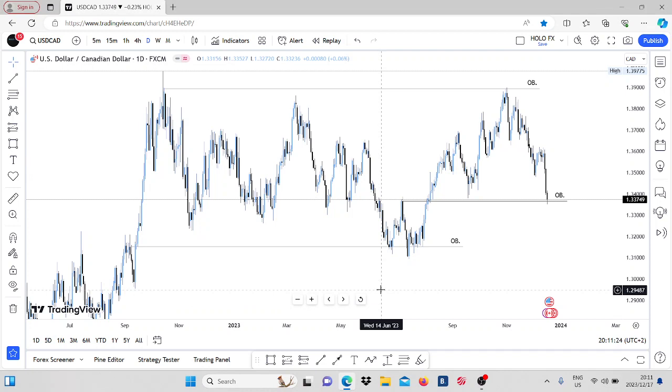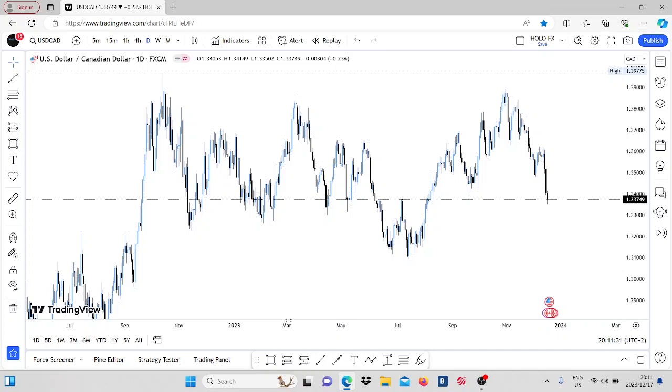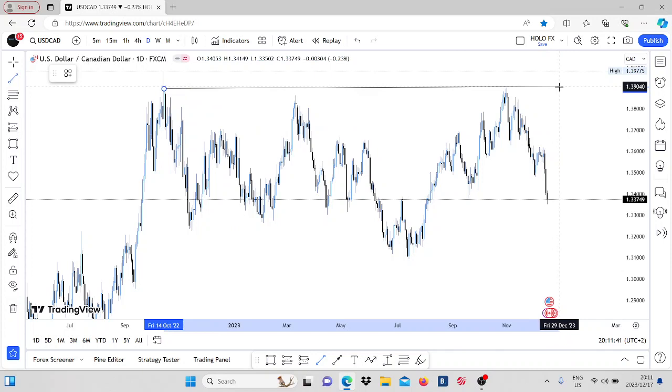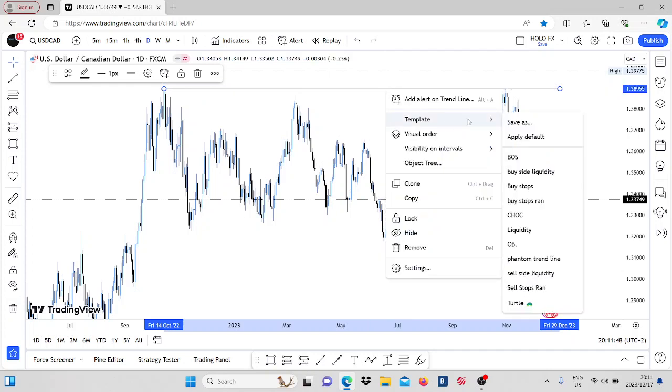Just do a bit of an analysis on USDCAD. Okay, so what do we basically see here? We see that the market has been in a range-bound movement, but within the range-bound movement, there's been a buy side and a sell side.